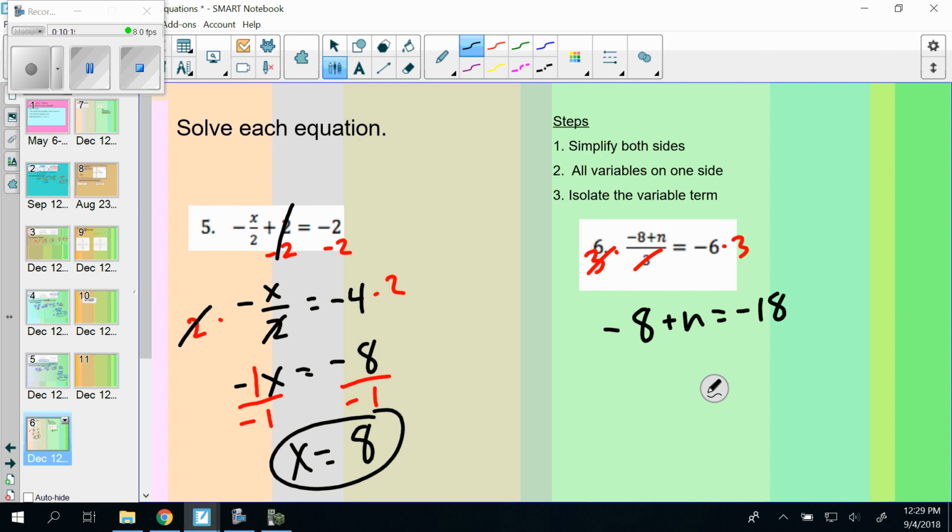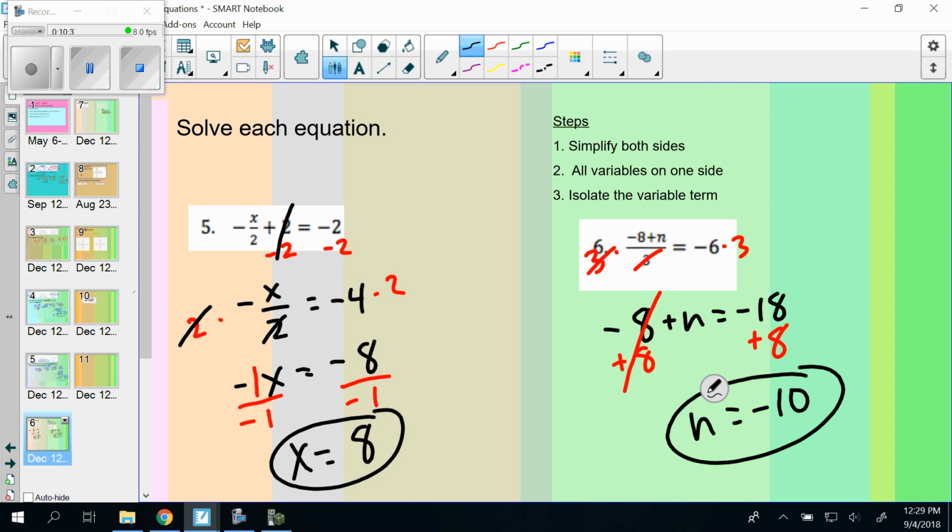You get negative 18 over here when you do that multiplication. Now we got one step left to do here. Now we don't want to minus 8 because this is negative here, so we'd want to actually add 8. We want that to be 0. Okay, now it cancels out, and we get that n is negative 10. So you're always doing the opposite operation to eliminate it and trying to solve for the variable.